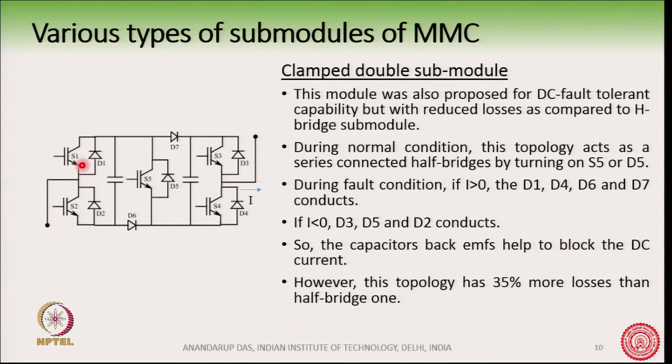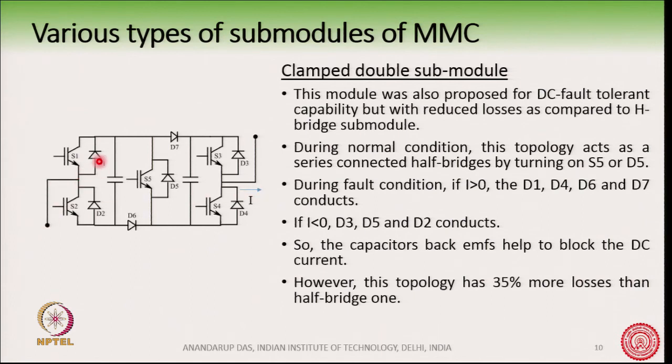So, it is like this, this is the path of the current, for example. Now, when a fault happens, if this current I is greater than 0, then we have turned off these switches, all these transistors have been turned off. So, you can see that the current will now have two paths.